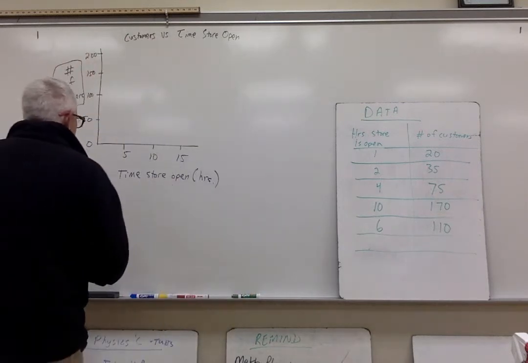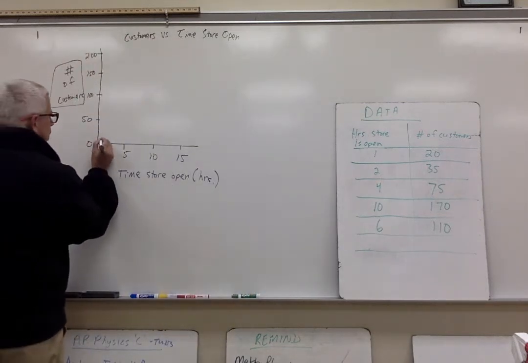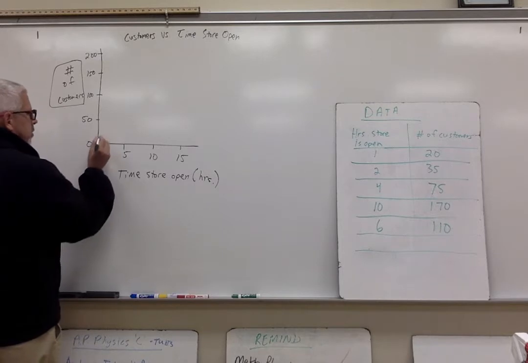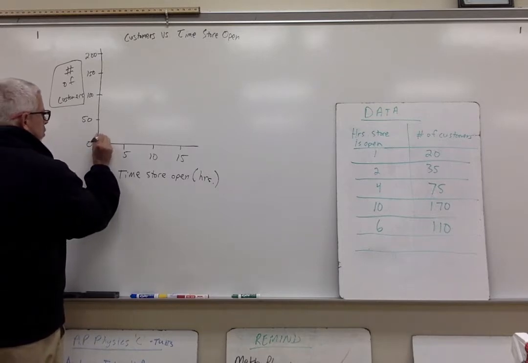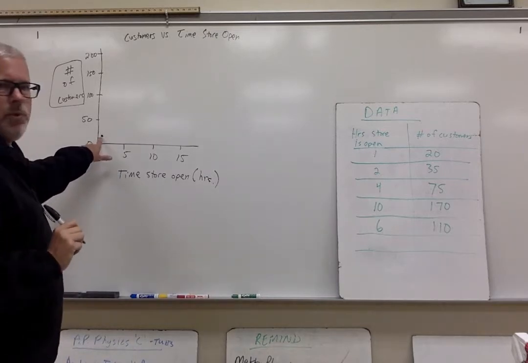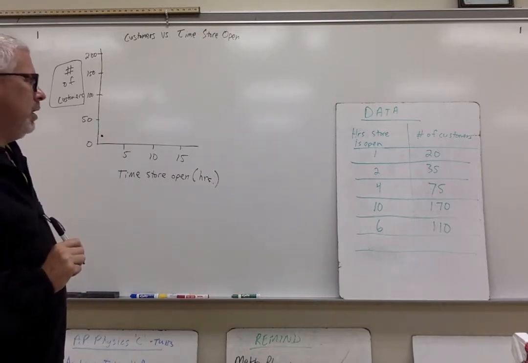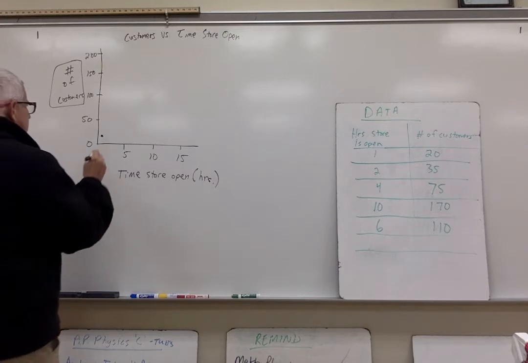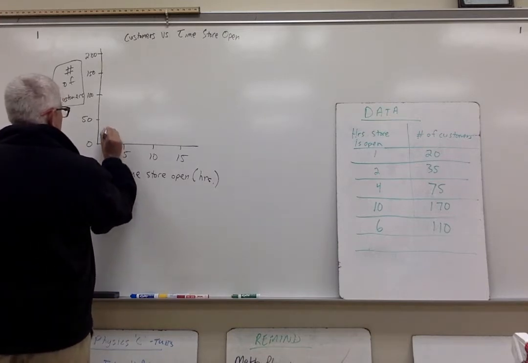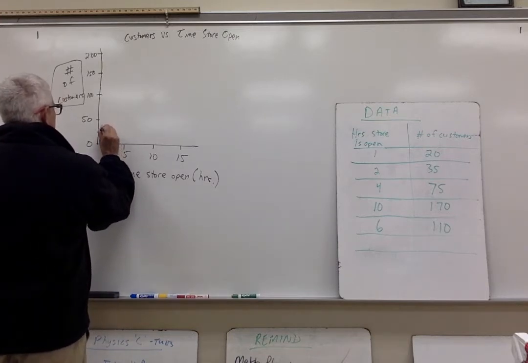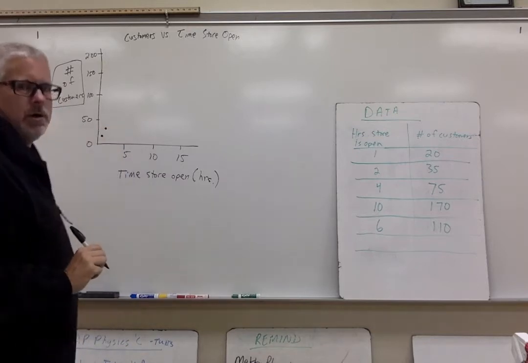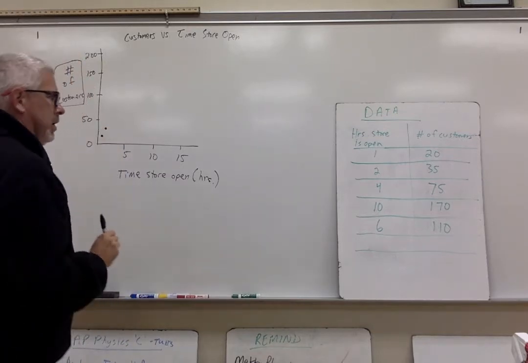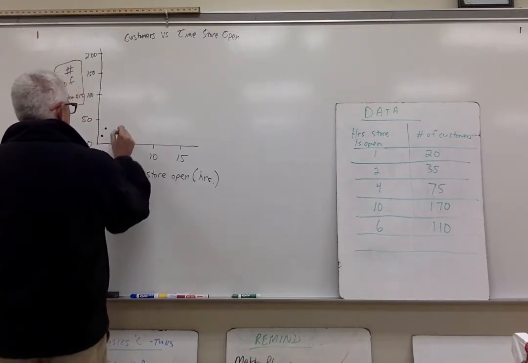So I'm going to plot some points. I've got 1 and 20. And again, if you've got graph paper, this will look a little bit better. So 1 and 20. Make a nice big point, not just a little dot. 2 and 35. 3 is not there. 4 and 75.